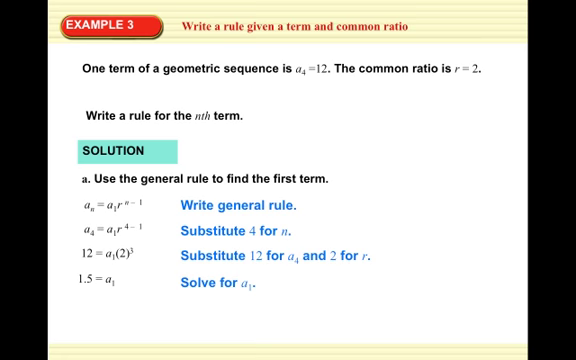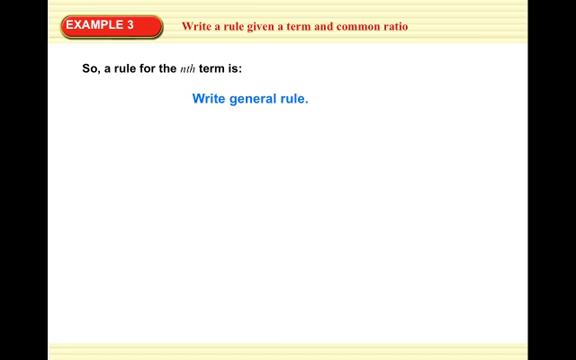Now we want to write the nth term formula. So the general rule is the nth term equals the first term times R to the n minus 1. We're going to plug in 1.5 for the first term and 2 for R, and we're going to have 1.5 times 2 to the n minus 1.